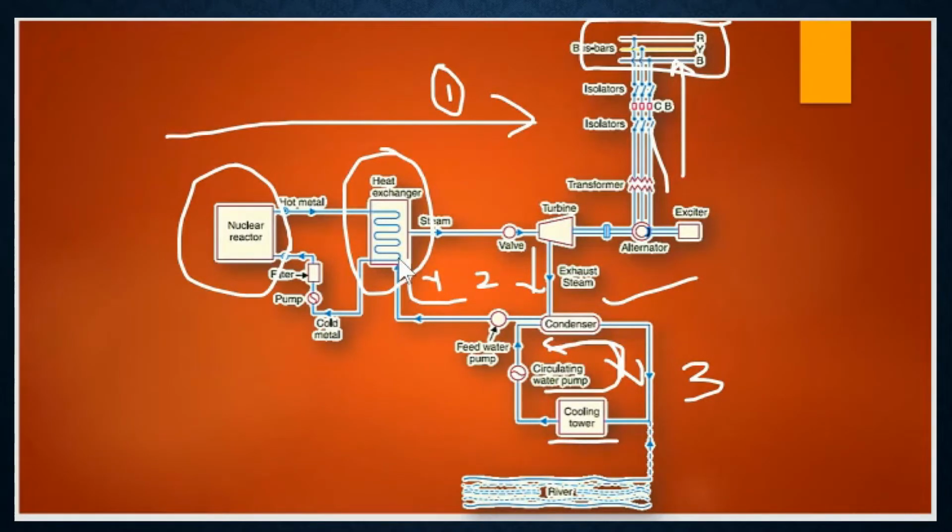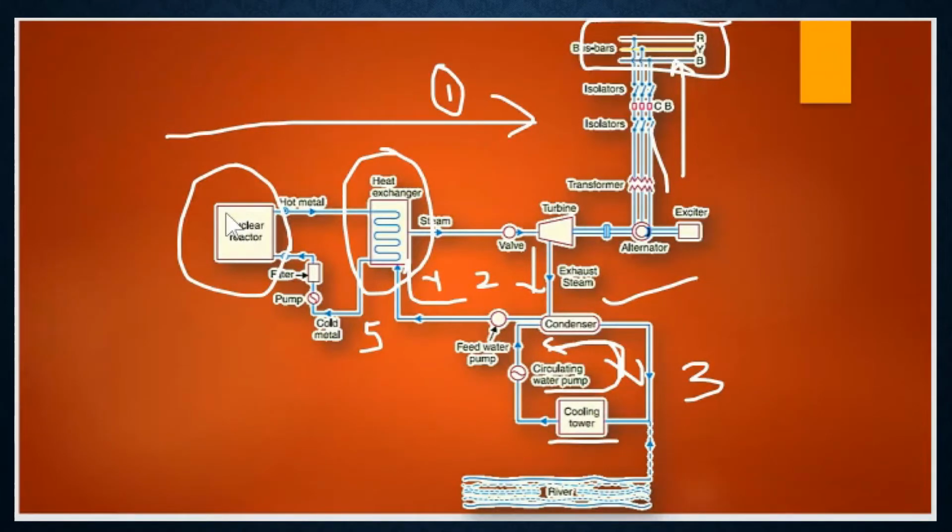Very simple procedure for generating electricity. Once you get very hot metal from this nuclear reactor, then that metal is circulating in this. And again the fifth path is there. In the fifth path, that metal will go back to the nuclear reactor. So the main thing which we have to learn in this schematic diagram is the nuclear reactor.